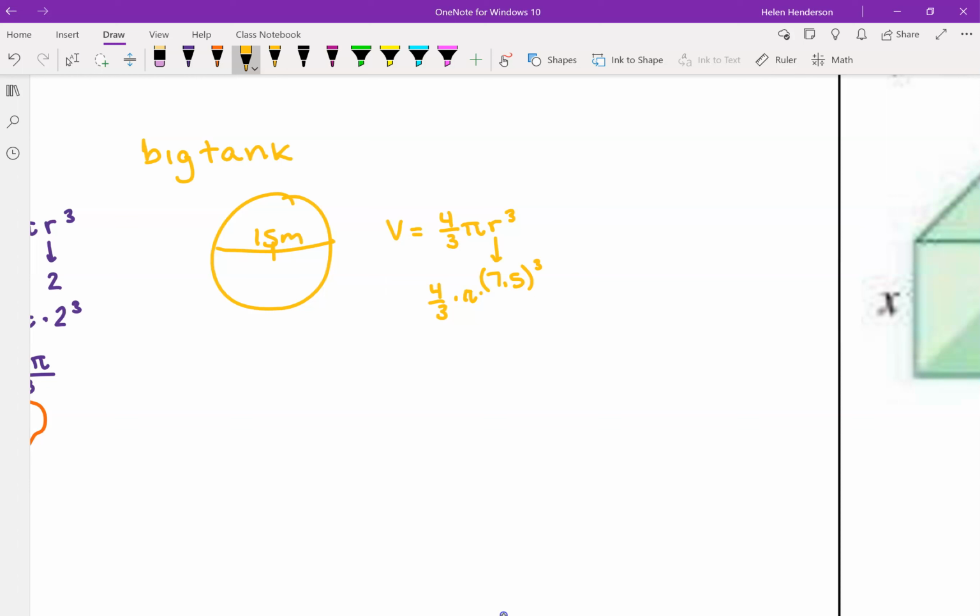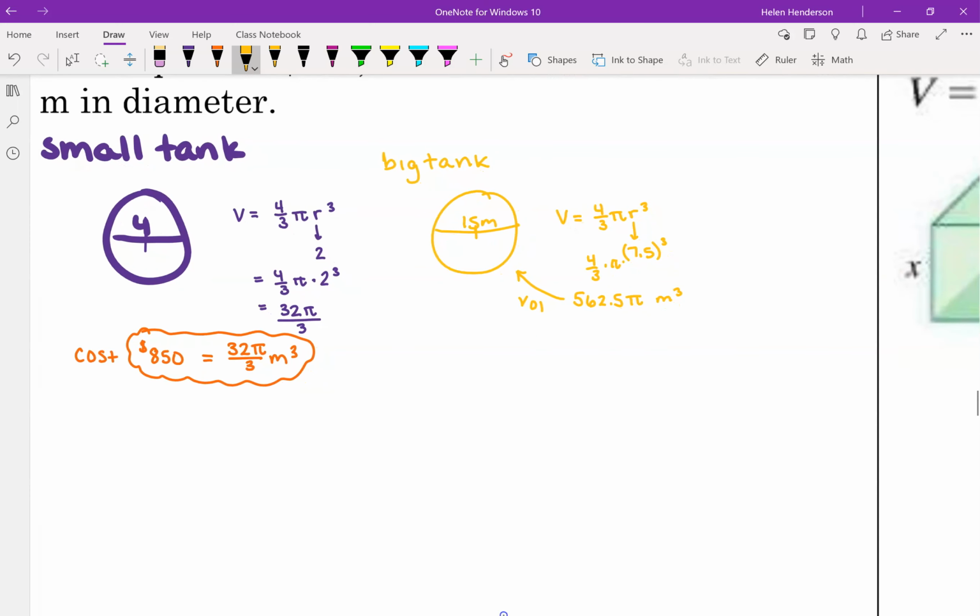So 7.5 cubed times 4 divided by 3 equals 562.5, still times pi. This is the volume of the big tank. Okay, so how in the world do we figure out how much it costs to fill the big tank? Well, we're going to use this orange conversion factor.